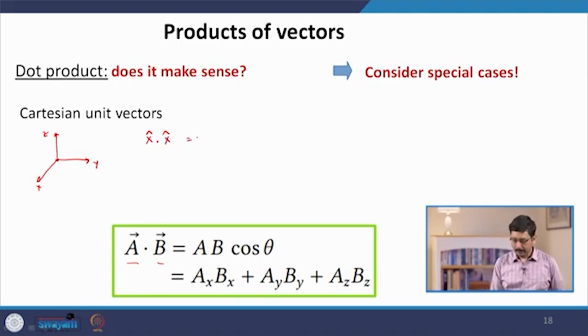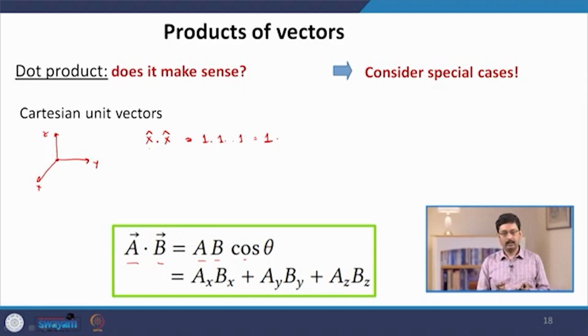If I apply this formula, the x hat magnitude is 1, x hat magnitude is again 1, and for cos theta, the angle between the unit vector and itself is 0. So, cos of 0 is 1. This gives you 1, and similarly for the other components.